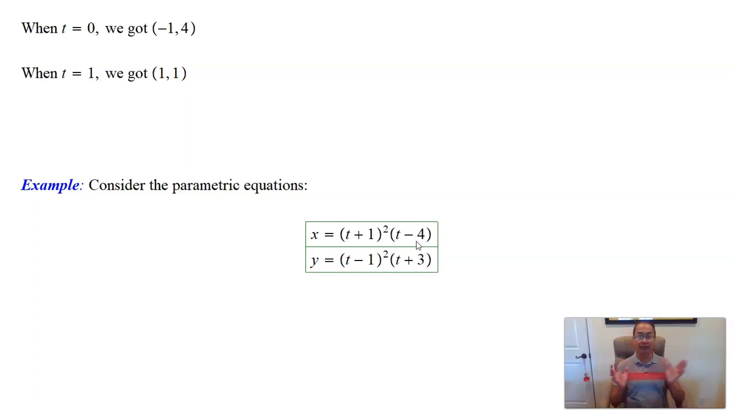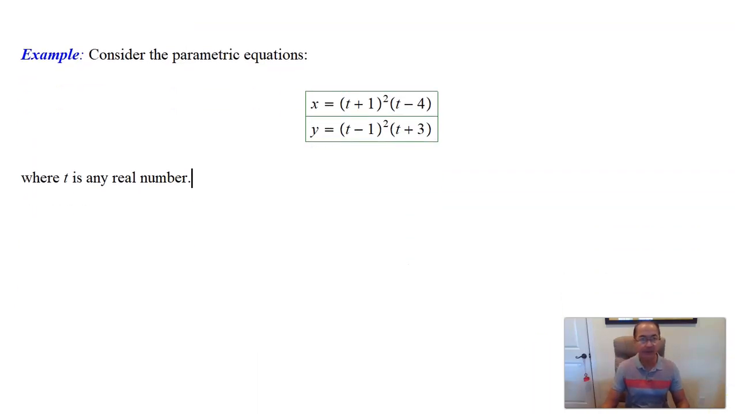Okay, so we have cubics in both x and y. I wouldn't try to eliminate t from either one of those equations. Okay, that's just insane. So what we're going to do is analyze this curve. We're going to ask certain questions. Of course, in this case, t is any real number. Okay, so why are we looking at the last example? Okay, let's get some space here.